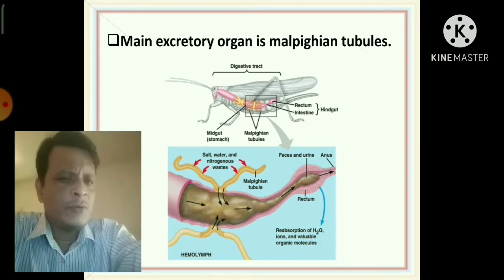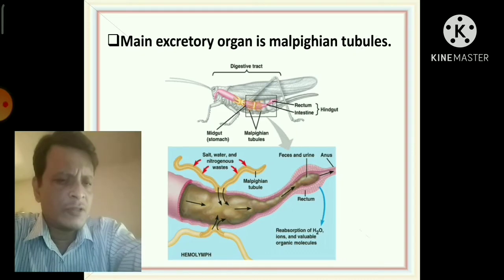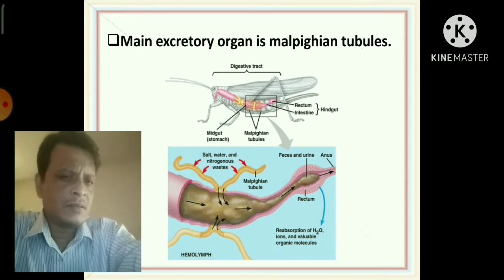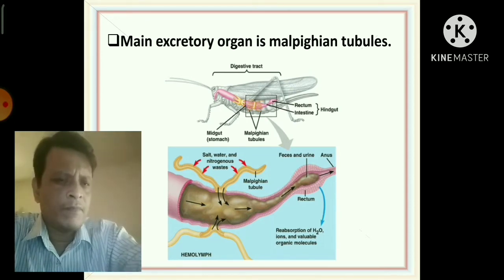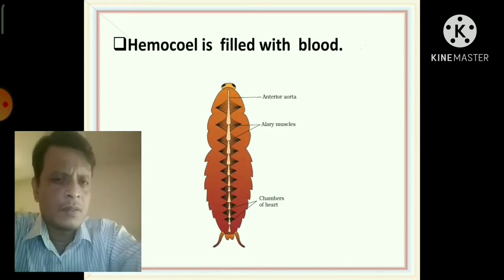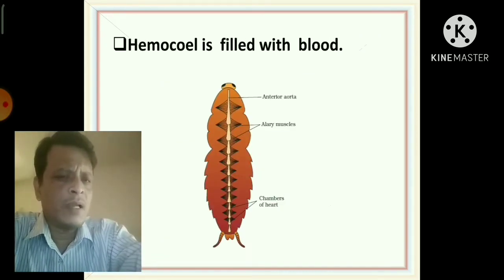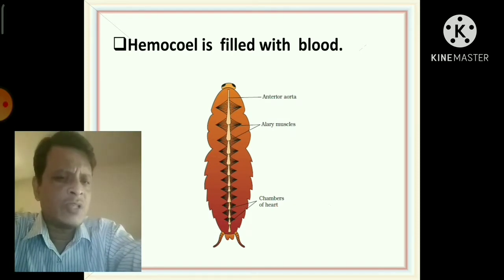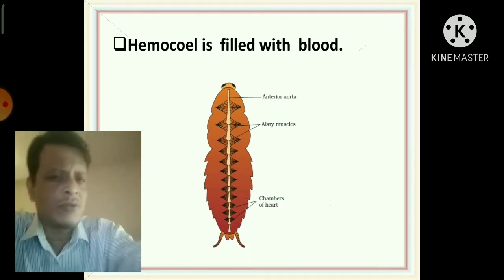The Malpighian tubules act as an excretory organ in the phylum Arthropoda. This is the main excretory organ of the animals of Arthropoda. The hemocoel is actually filled with blood. The animals are coelomate, eucoelomate animals, but the coelom is filled with blood, and that type of coelom is called the hemocoel.